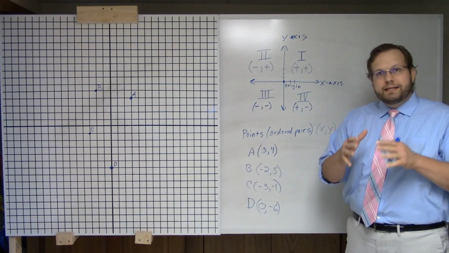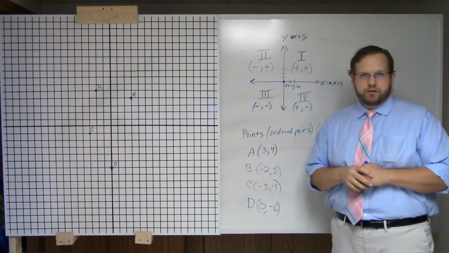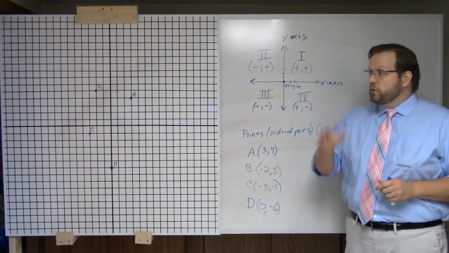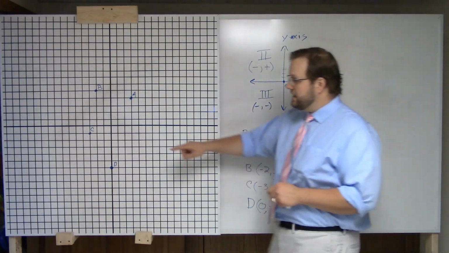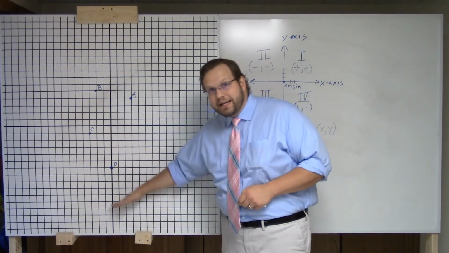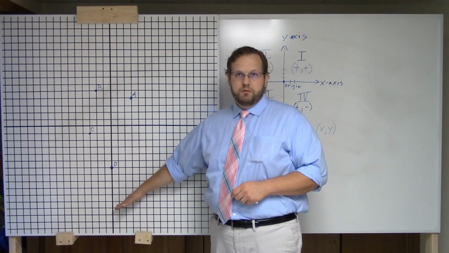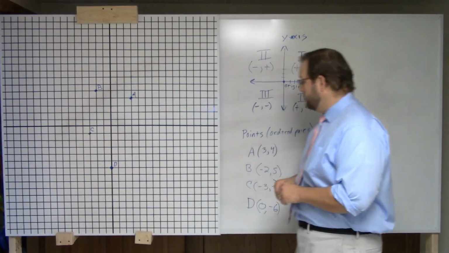Okay, so when they ask you for a location, it's not in a quadrant, it's on an axis. If you want to be very specific, I would say that this D is on the negative y-axis. So be very careful when you're locating that.